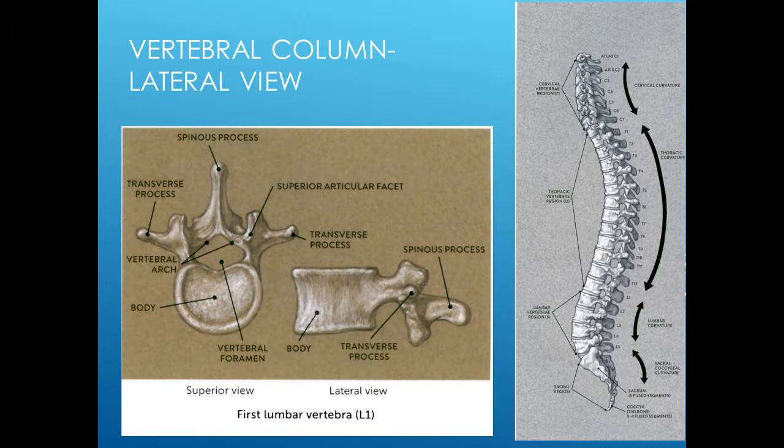There's a vertebral arch in here. There's the body. And then here's the vertebral foramen right inside there. That's just that hole, and that is where the spinal column goes.